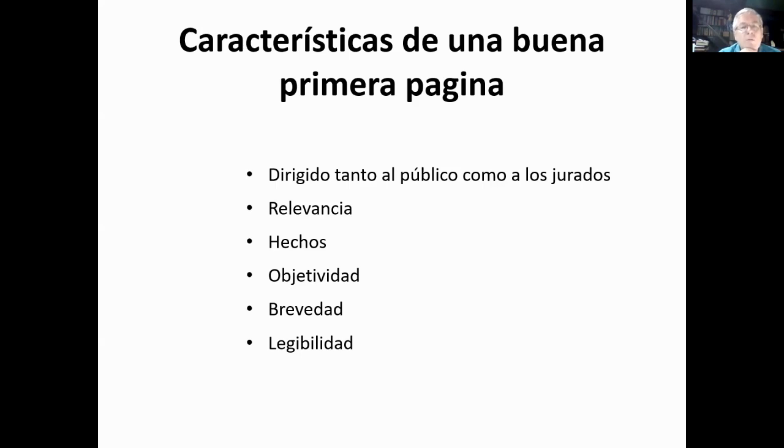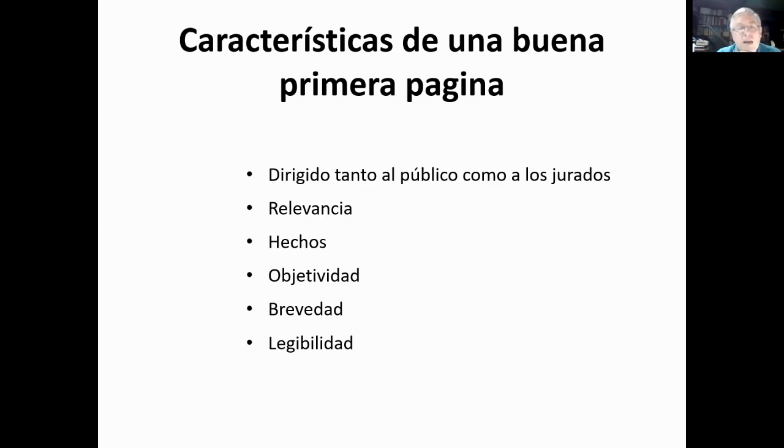Relevance. Most of the information on the title page needs to be relevant to your exhibit. It goes back to what I said about the long historical narratives. It's interesting, it's background, but in most cases, it's not relevant.